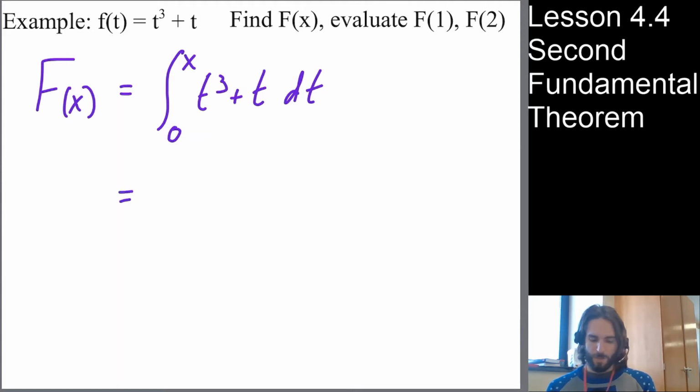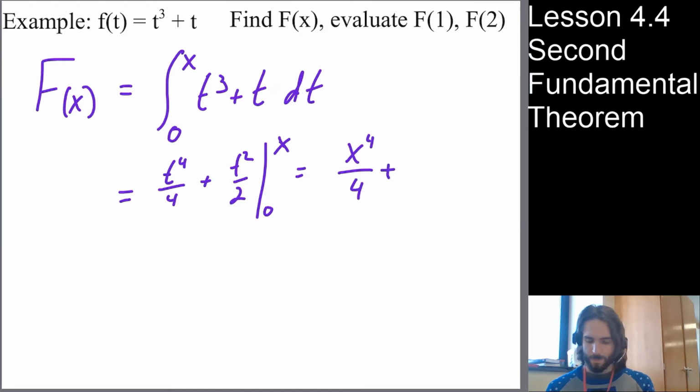Alright, so if we evaluate this, we get t to the 4th over 4 plus t squared over 2 from 0 to x. Now these are nice to evaluate, because since you're just plugging in a variable, there's not going to be any messy numbers to deal with. Oops, sorry. That's going to be an x squared over 2. Alright, so this here is capital F of x.